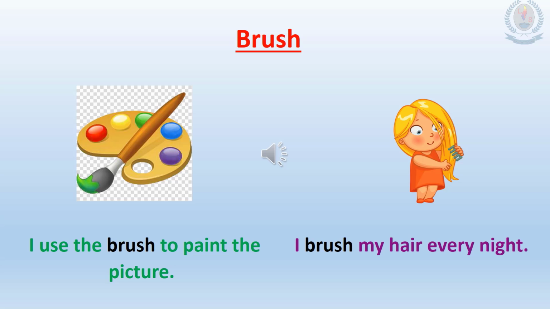Brush. Here the word brush is used as a noun and as a verb. Look at the first example. I use the brush to paint the picture. So in the first example, the word brush is used as a noun. And in the second example, I brush my hair every night. So in the second example, the word brush is used as a verb. So here, the word brush acts as a noun and as a verb.